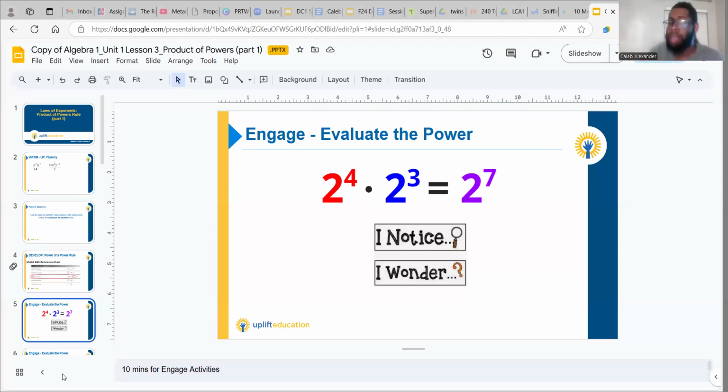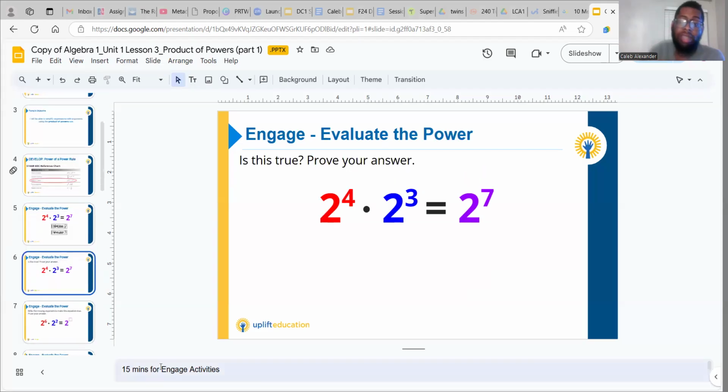Okay, so we have the same bases, so that's true. Yes, we have different exponents, so that's also true in this problem. You're wondering how we got 2 to the 7th power? That's a good question. You say the multiplication might not be correct. That's true, but we're going to explain in a little more depth in this case.